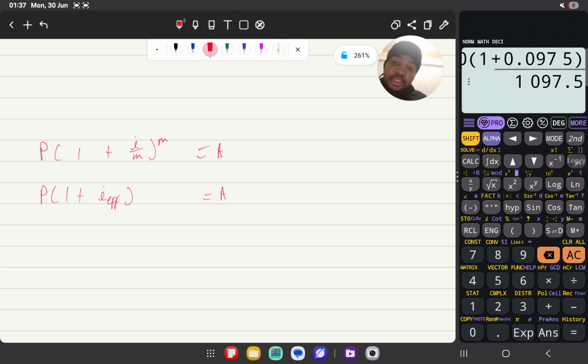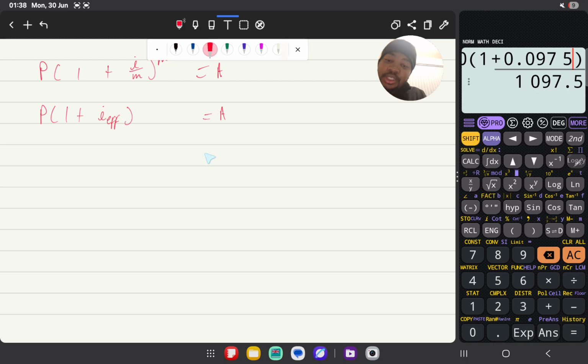We did calculations where we compounded quarterly and yearly. The m represents the periods: quarterly, yearly, half yearly, whatsoever. And then we were able to find the effective interest rate, which is a simple interest rate that gives us the same accumulated amount.